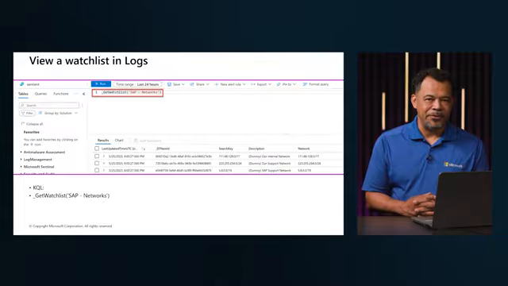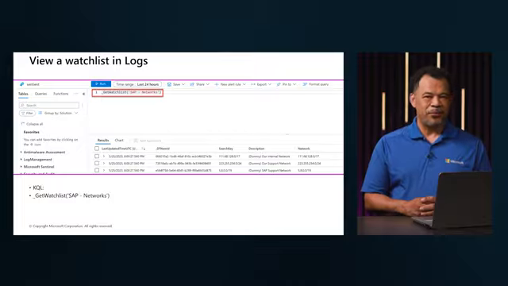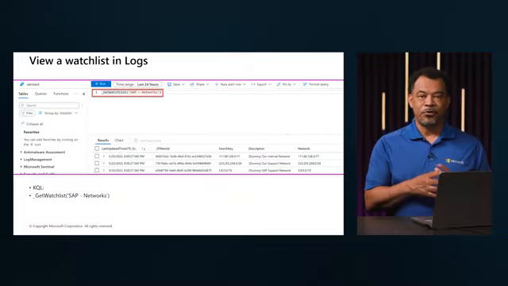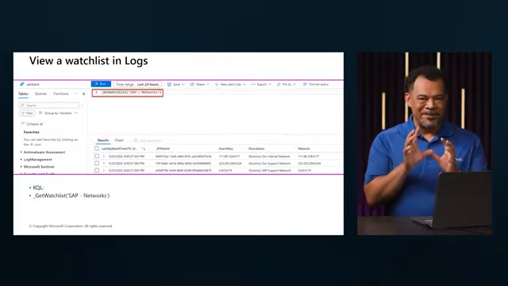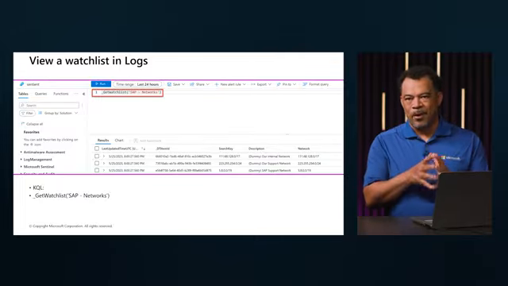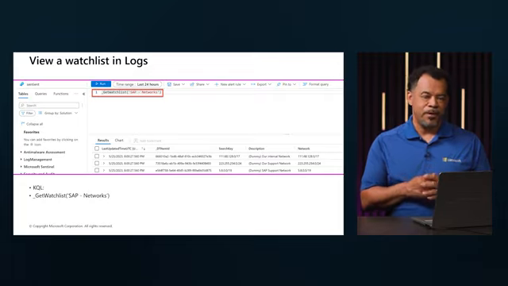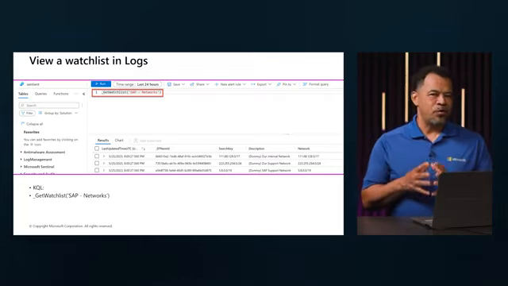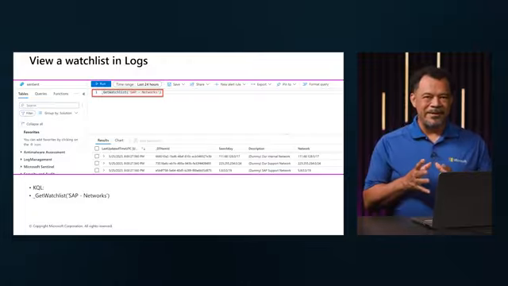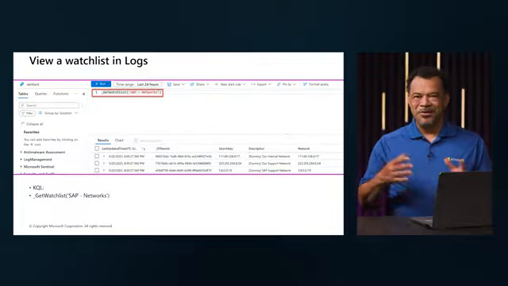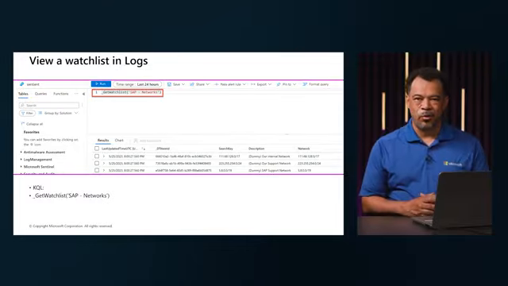Watch lists in Microsoft Sentinel can be queried directly or using KQL, just like any other data source. Here, the _GetWatchlist SAP-networks function is used to pull a specific watch list that contains network-related entries. The results include useful fields like search key, description, and network, which can be used to enrich investigations or filter alerts. This makes it easy to reference external data like known internal or support networks, as well as getting right inside of your log queries.